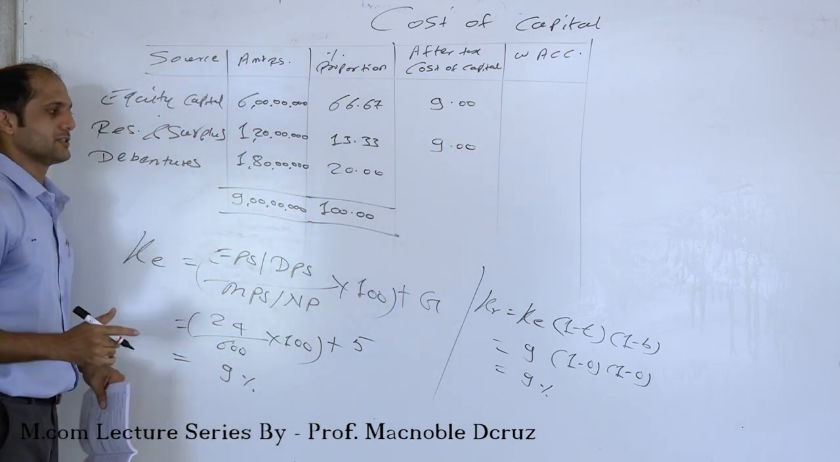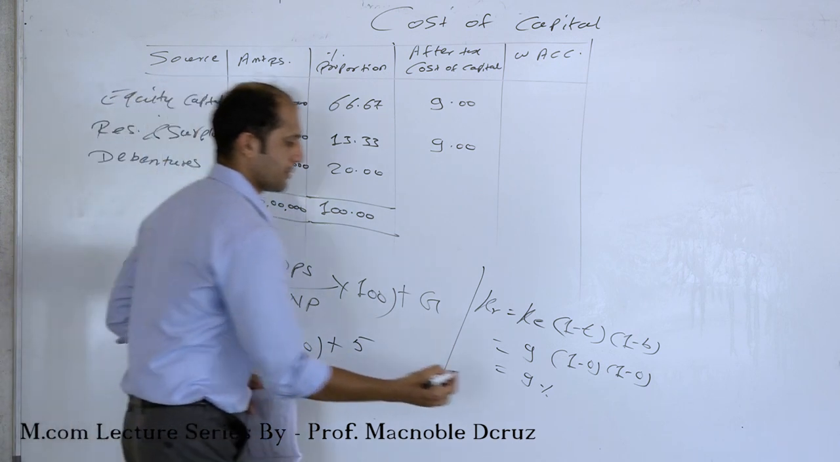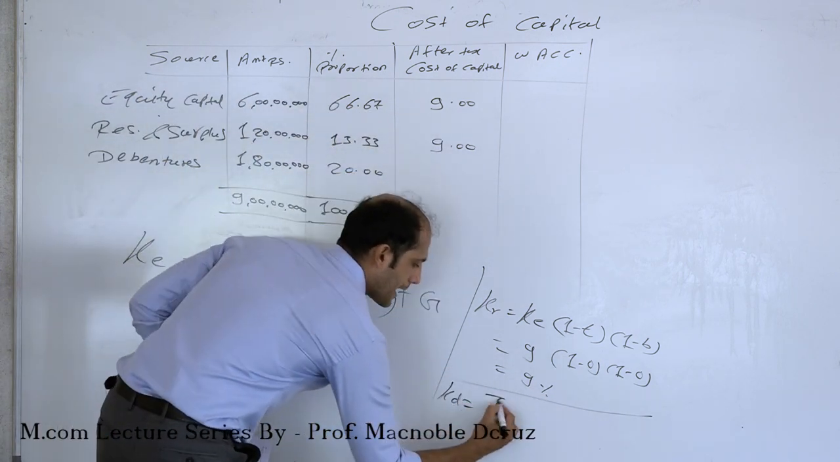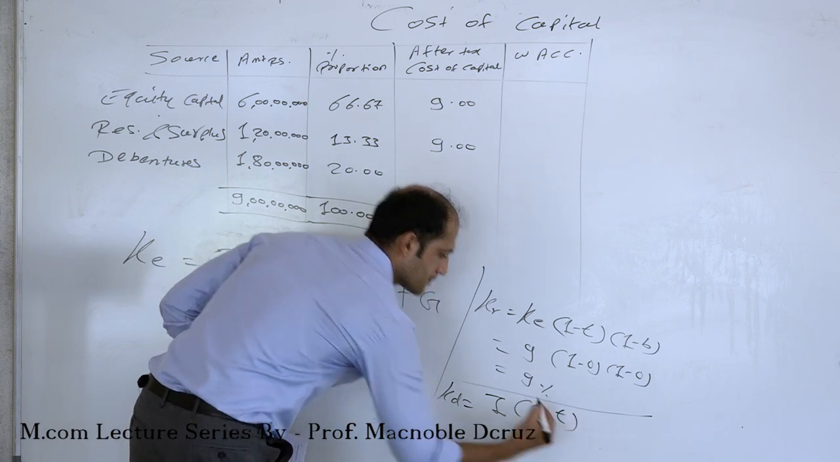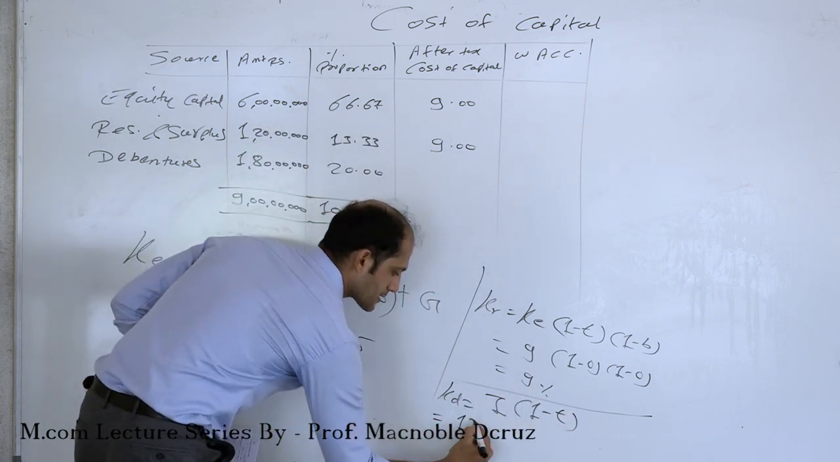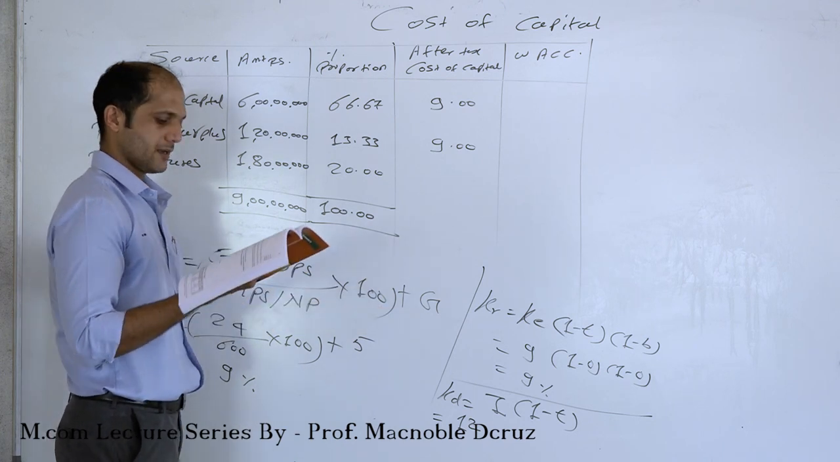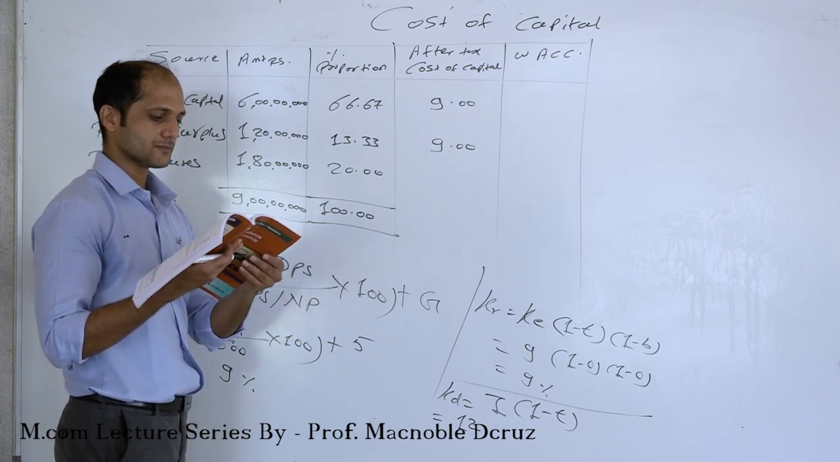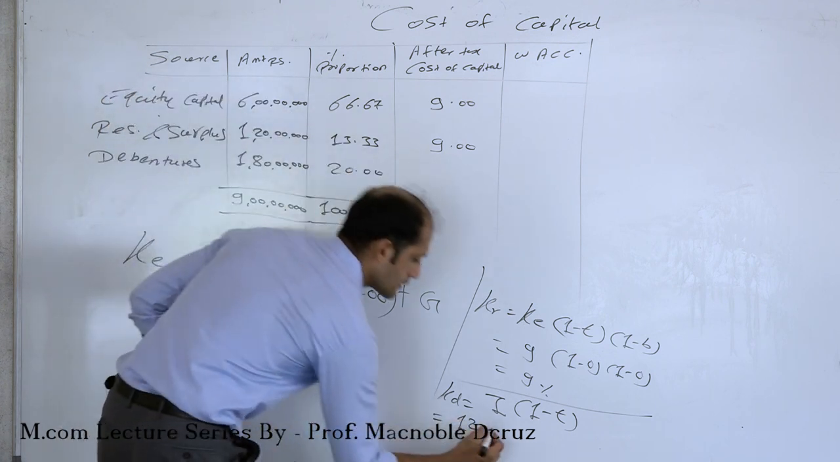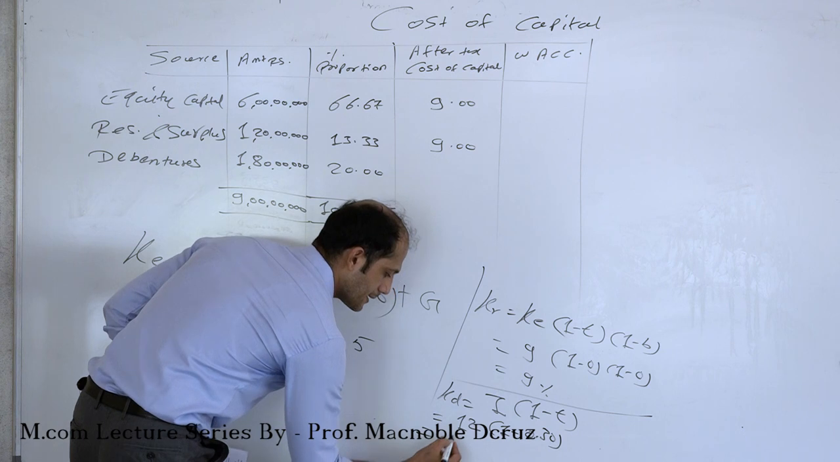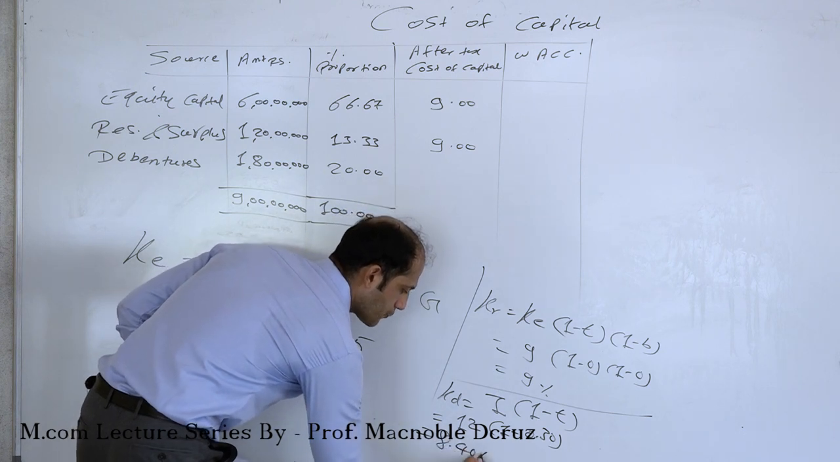Now about the debenture, cost of debenture. Cost of debenture is equal to I into 1 minus T. I is 12% because debentures are 12%, and the tax rate is 30%. So 1 minus 0.30 comes to 0.70. So it will come to 8.40%.